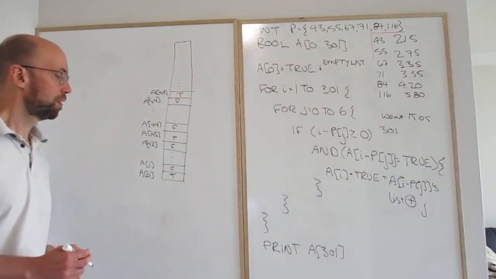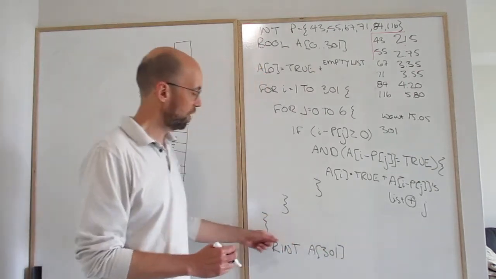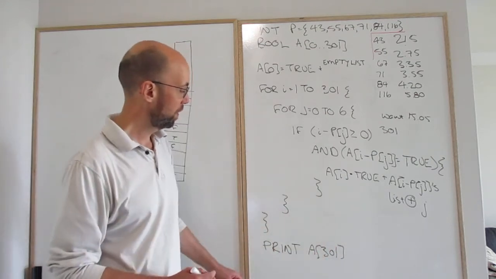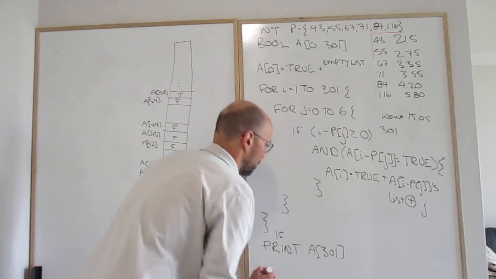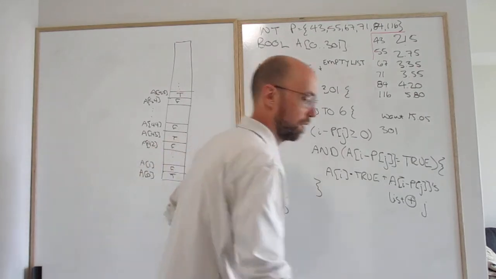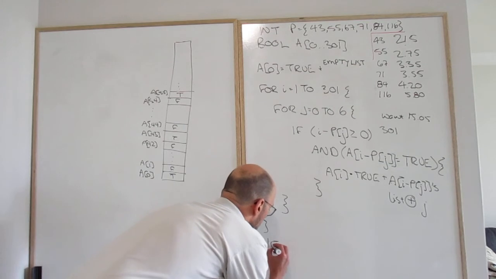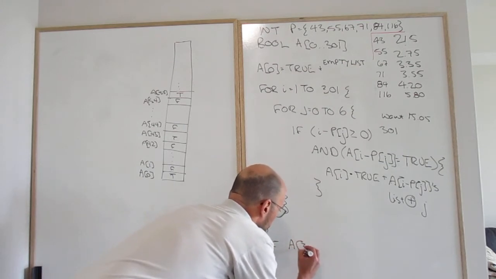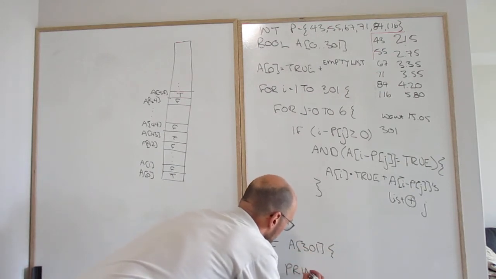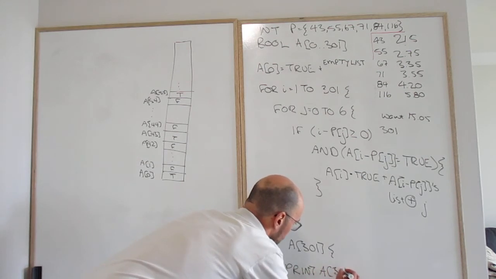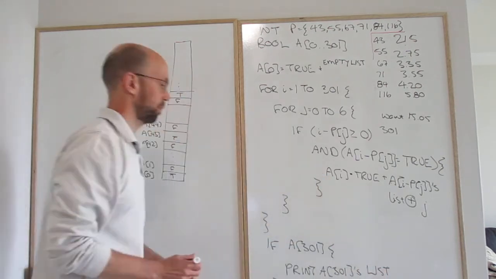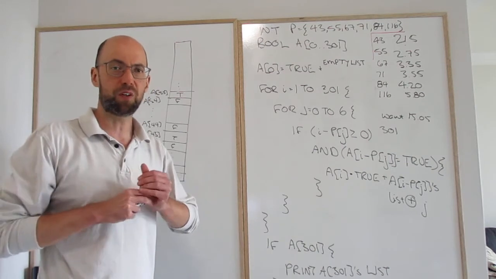Okay, so now if I see this is true, I can have it say, okay, if A301 is true, then print A301's list. Okay, do people see how that works?